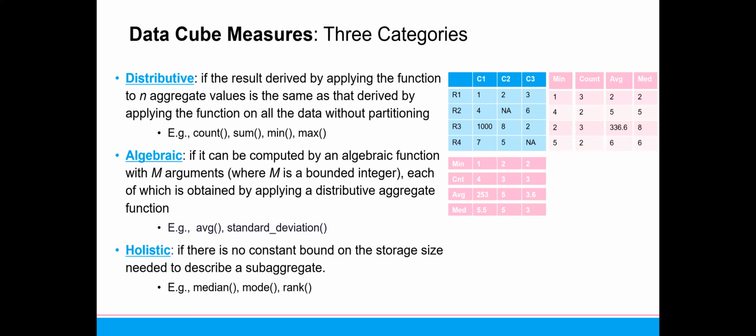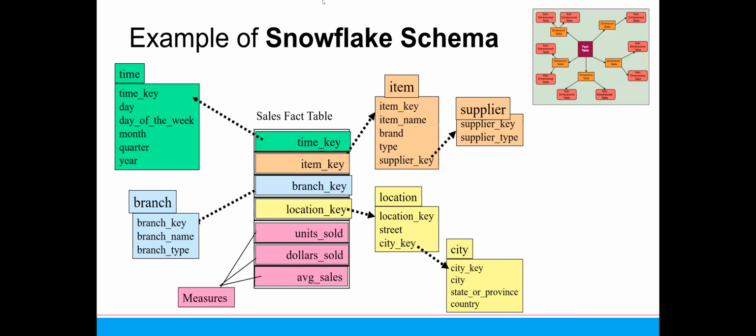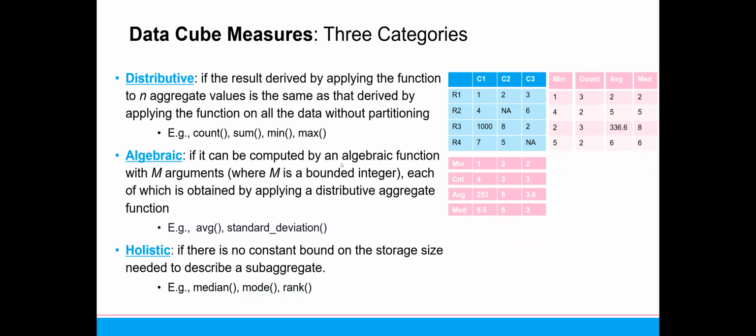The data cube, okay, we have measures. What are measures? How many items have been sold, how many dollars have been achieved, and then what about the average sales. So these measures, we can also put into the data cube. In the data cube, we have three categories of measures: distributive, algebraic, and holistic.